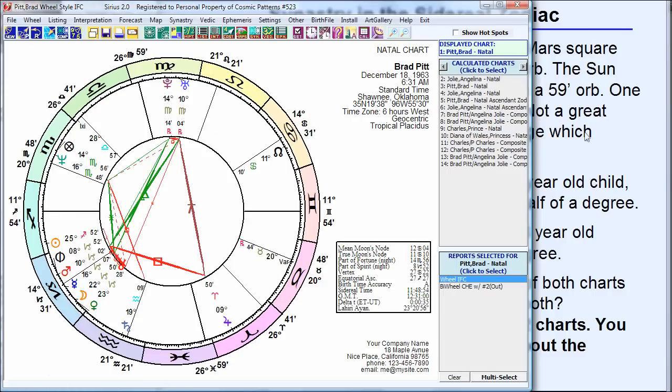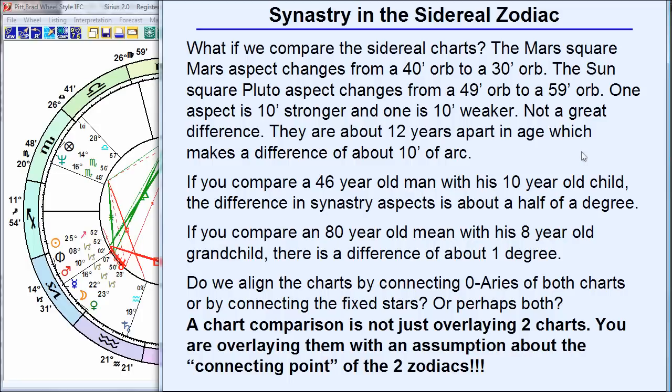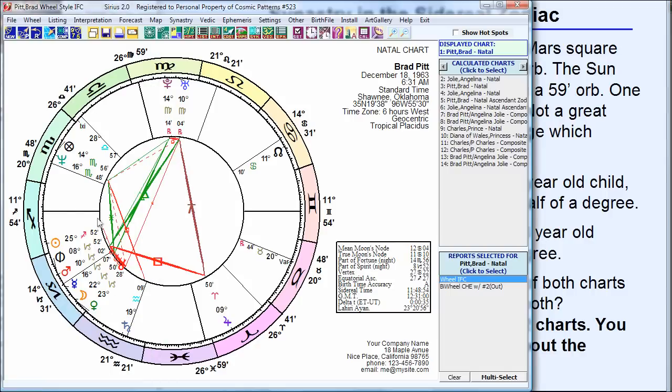So the big point I'm trying to make is that when you make a biwheel, you're not just overlaying two charts and putting the sky at these two points in time on top of each other. You're assuming that you're going to connect them at the 0 Aries tropical point. That's how we usually do it. And it's not the only point that you could use.